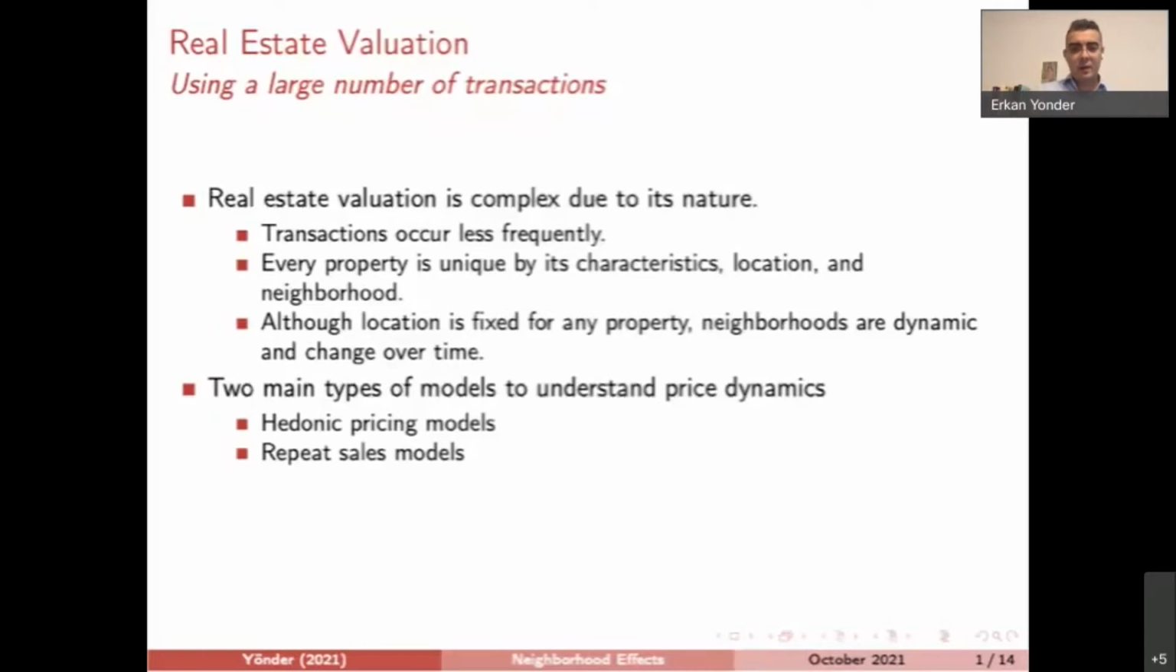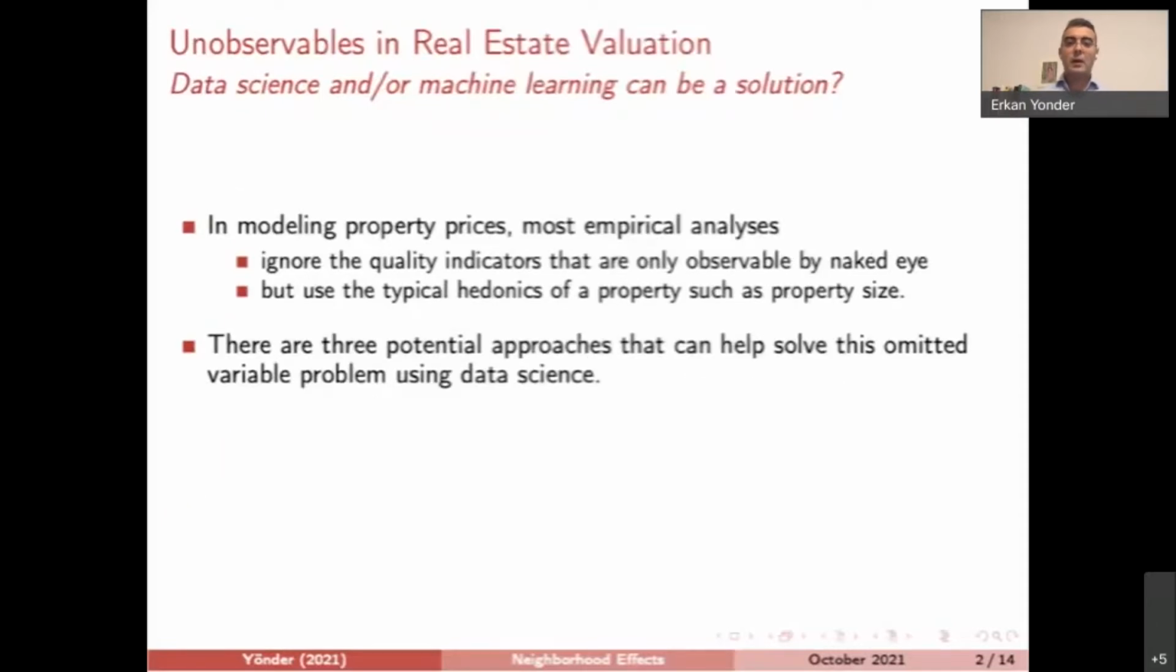But these models have some issues. These models suffer from unobservables. And what do I mean by unobservables? In modeling property prices, most empirical analyses ignore some quality indicators that are only observable by net time. So there are some characteristics that we see, but we don't see in the data sets that we have. And in these types of models, all of these unobservable aspects are ignored in valuing real estate assets.